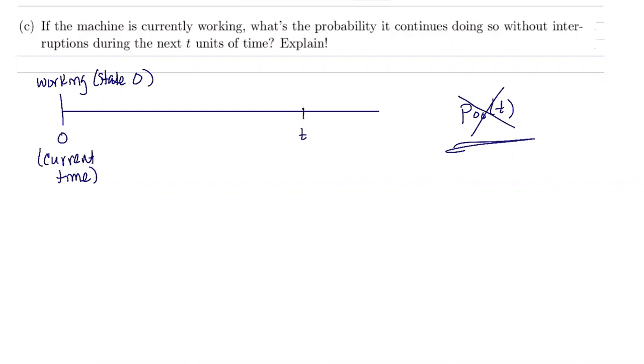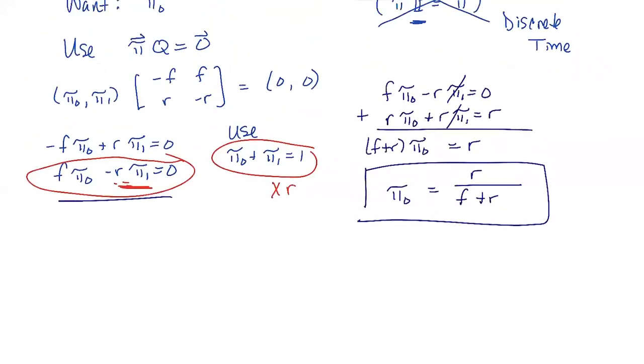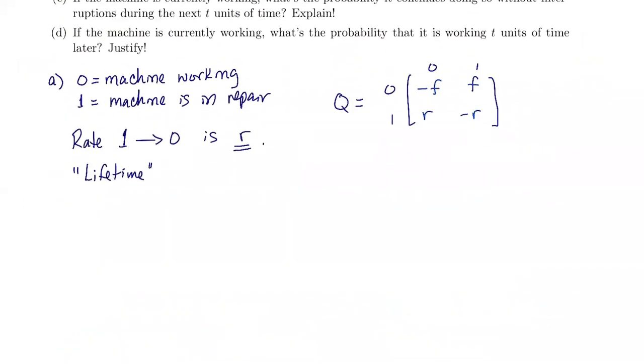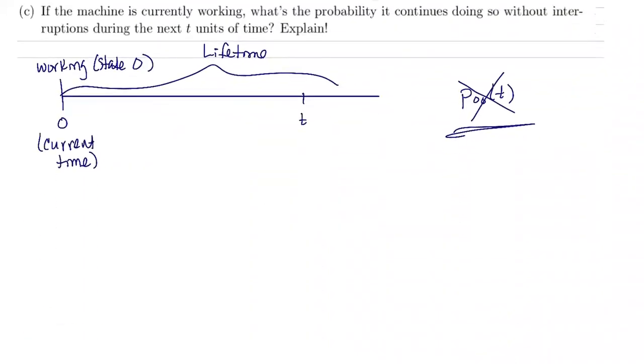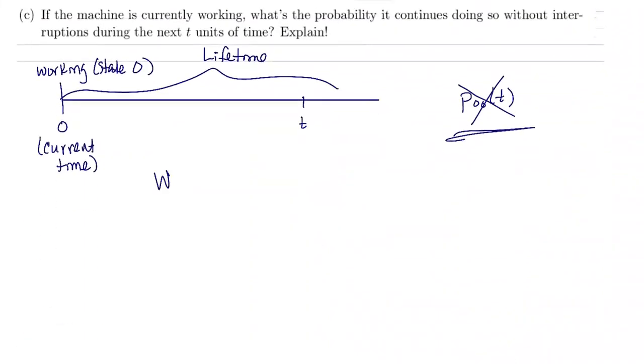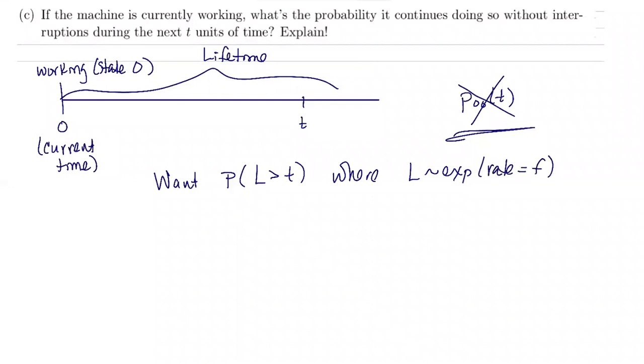What we really want is, starting in the working state, we want the probability that the lifetime goes on for greater than t units of time. So let me scroll back. I don't know if I named this. I did call it a lifetime before, so I think we're okay. So we want the probability that L for lifetime is greater than t, where L is an exponential random variable with rate f, that failure rate.